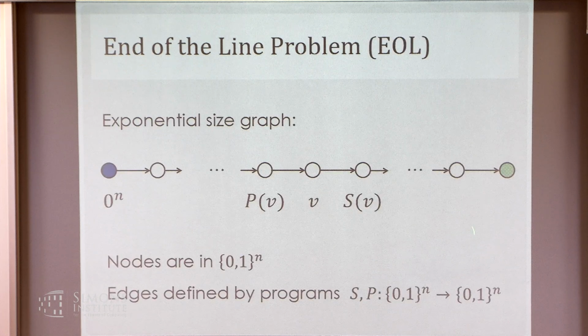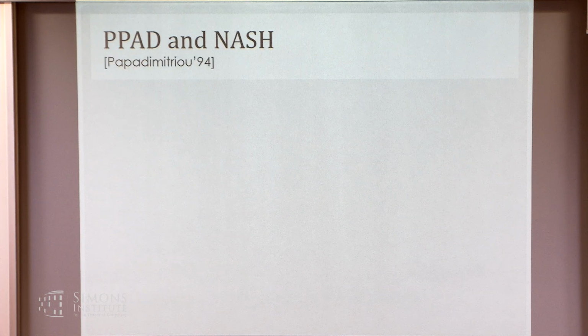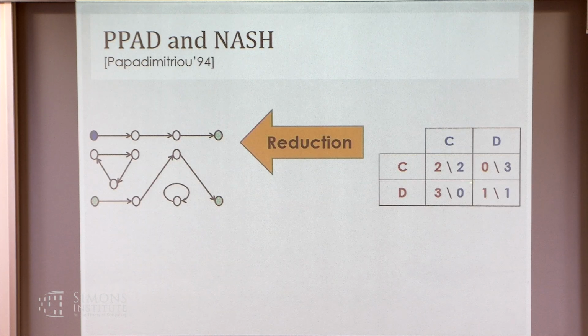So that's the end of the line problem. It's the complete problem around which this complexity class PPAD is defined. And Papadimitriou, in fact, showed that Nash is in PPAD. The problem of finding a Nash equilibrium is in PPAD. In particular, there's a polynomial time reduction, given the description of a game, reducing it to an instance of the end of the line problem. So if we can solve the end of the line problem, we can find Nash equilibria.